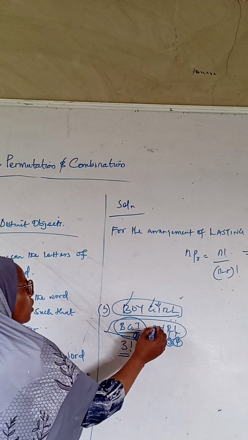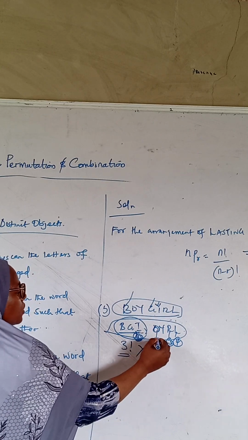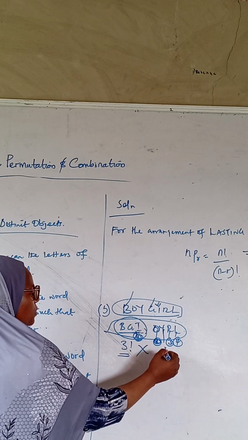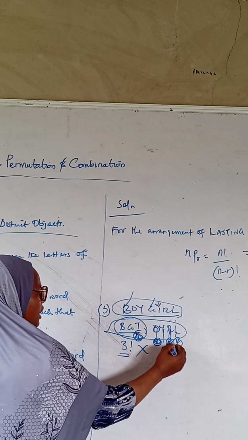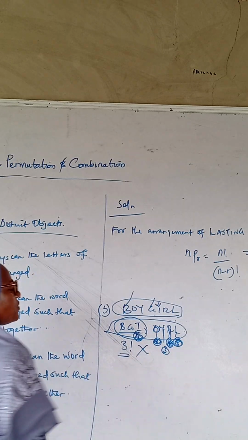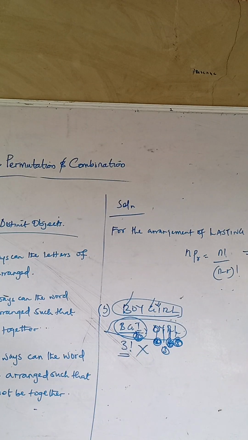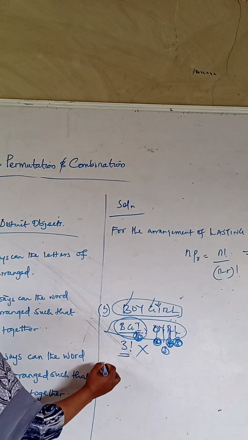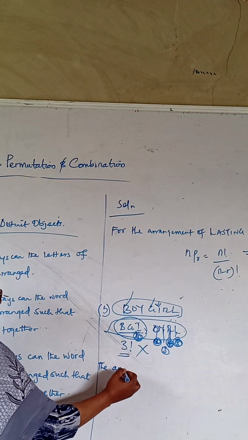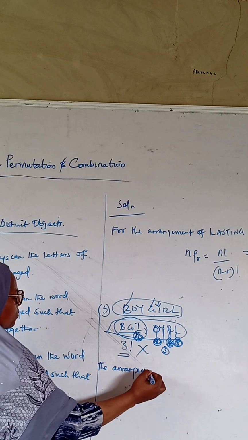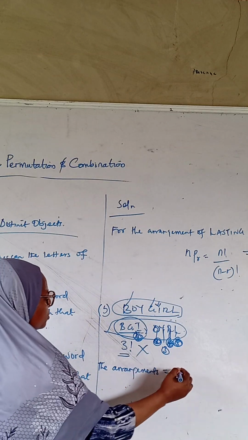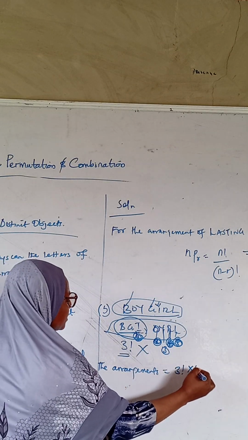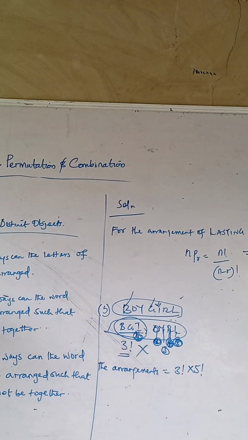Then O, Y, R, L: this one will be the second letter, 2. This one will be the third letter, 3. This one will be the fourth letter, 4. And this one will be the fifth letter, 5. So when you want to evaluate this now, you say that the arrangement will be equal to 3 factorial times 5 factorial. I hope that is clear.